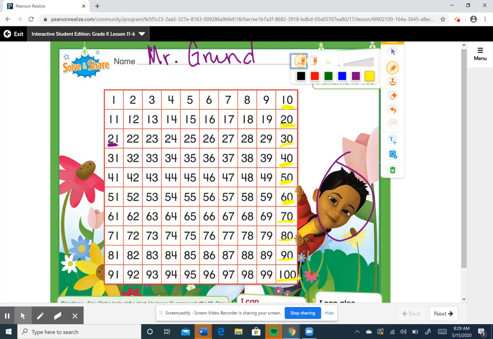Now we need to figure out what number comes right after each decade. So what's the number that comes right after 10? 11. After 20, we already gave you the answer, right? 21. So you go to the right. Are you seeing a pattern? It's this whole row, yeah. Very good.